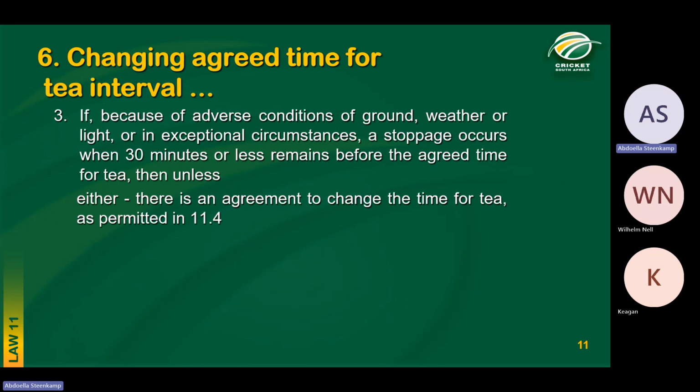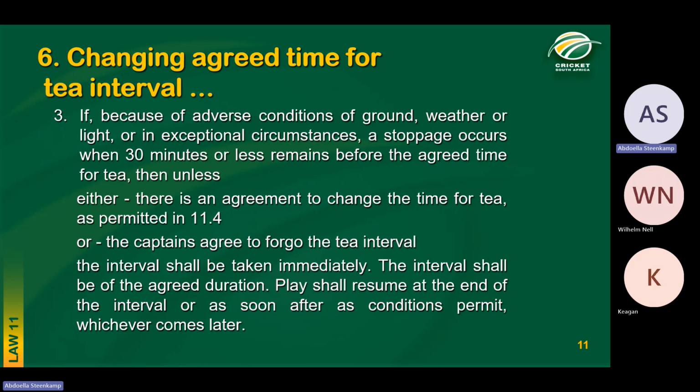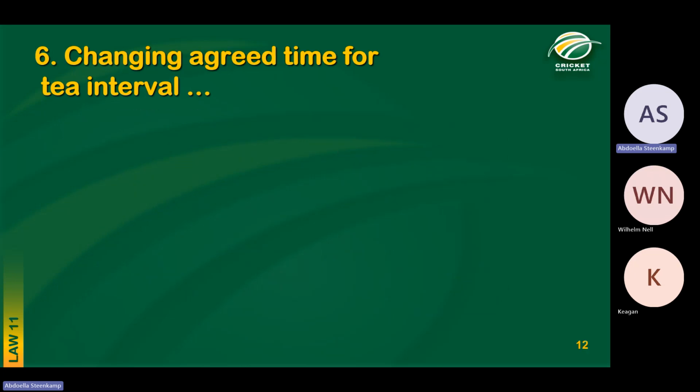Point 3 tells us, and it's the same principle as on the lunch. The difference here is 30 minutes to go, 30 minutes or less before the agreed time for tea. So lunch was 10 minutes if it rains. Here it's 30 minutes. So our tea is at 3 o'clock. So at 14:30, it rains. We can take an early tea from 14:30 till 14:50. But it must rain 30 minutes or less. Same principle as with the lunch. Just the difference here is 10 minutes in lunch if it rains. Here it's 30 minutes.